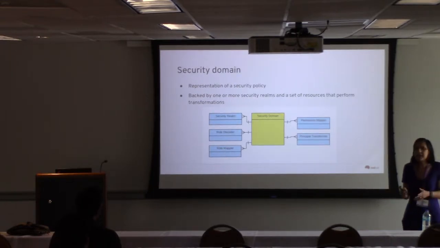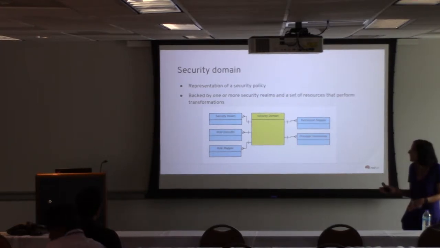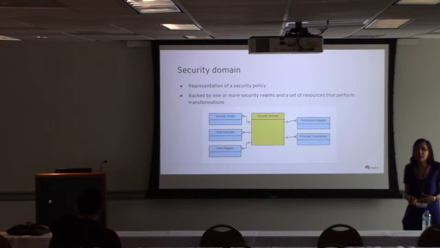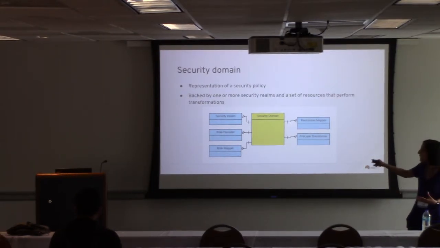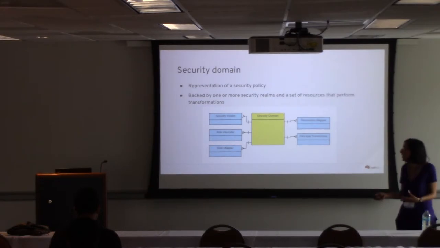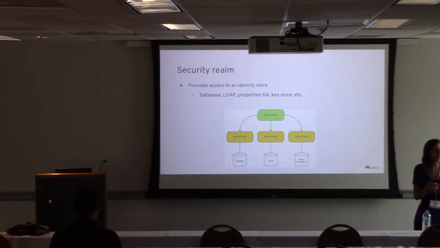So Elytron's APIs are based on a few core components, and so we're going to go through these components now. The most important component is the security domain. So a security domain is a representation of a security policy, and it's backed by one or more security realms and a set of resources that can perform transformations. A security realm provides access to an identity store. So it can encapsulate a database, an LDAP server, properties file, key store, and so on.